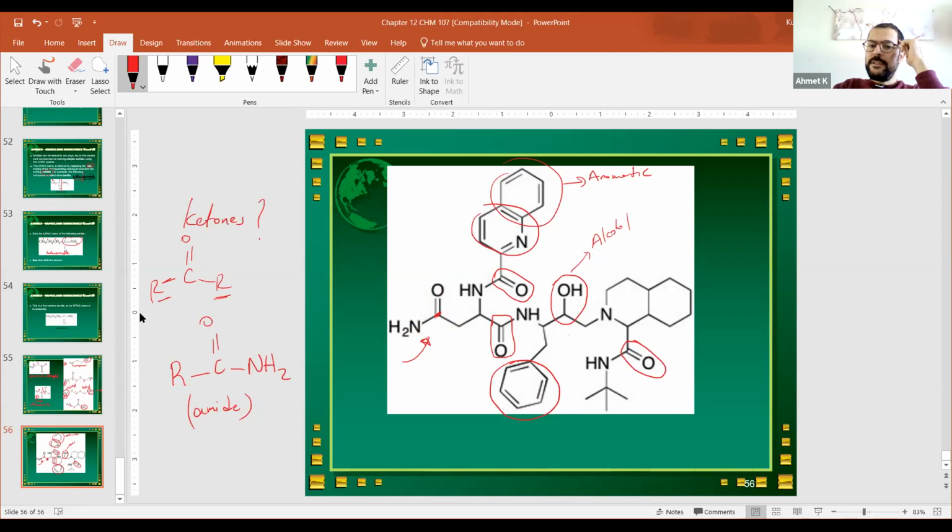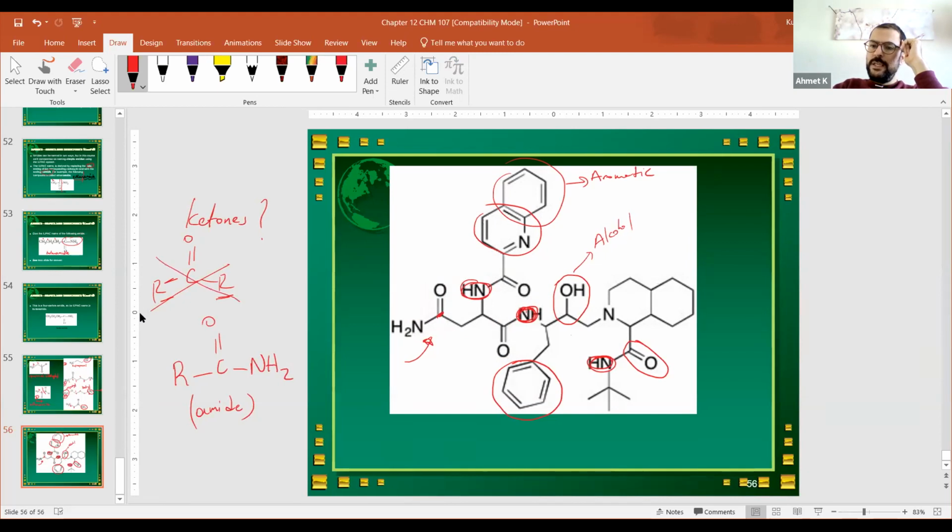Same thing here, this is attached to another nitrogen. Same thing here, it's attached to nitrogen. Same thing here, it's attached to a nitrogen. You see that, right? So this is all amide. So I don't have any ketone in this molecule. There are no ketone functional groups. Carlos was right. Don't tell too many people.